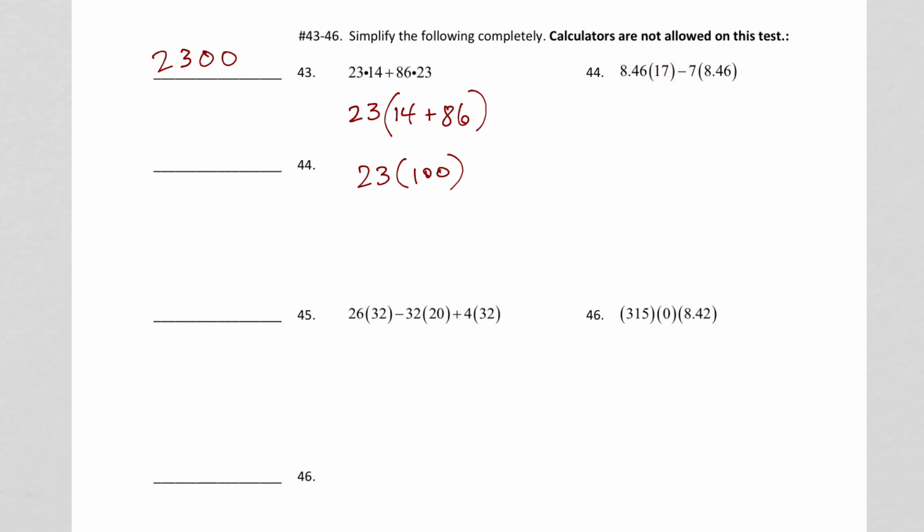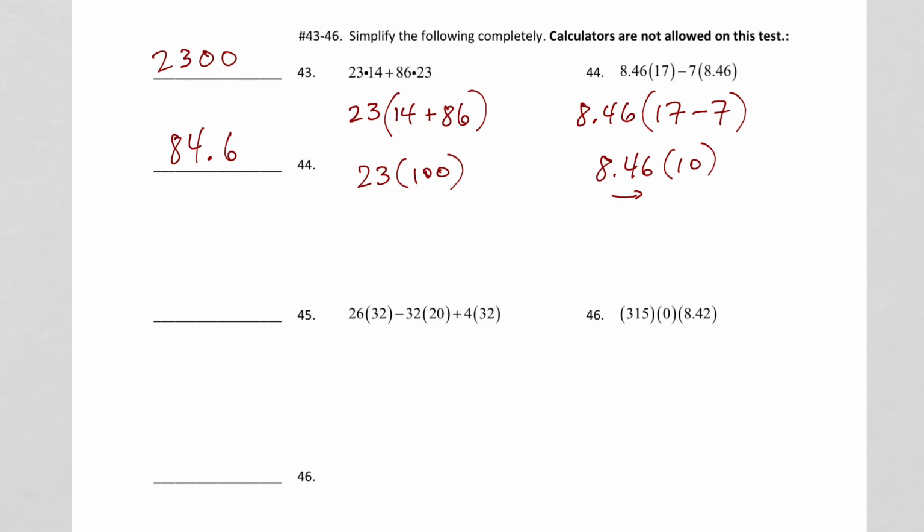Again, this looks like a horrible problem because we don't want to multiply this and we don't want to multiply by this, but we have a common factor of 8.46, so I can backward distribute, and we're going to have a 17 minus a 7. And this works because this times this is this, and this times this is this. But this subtracts to a 10. And when you multiply by 10, you just move that decimal over 1, so you have 84.6.